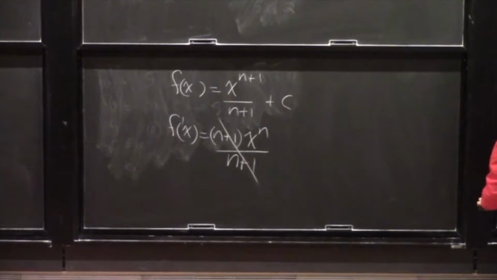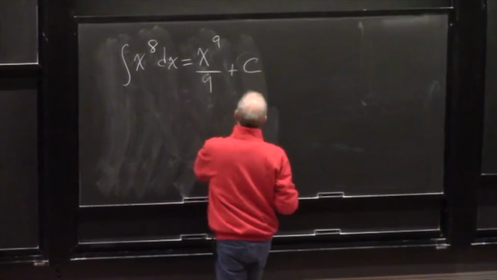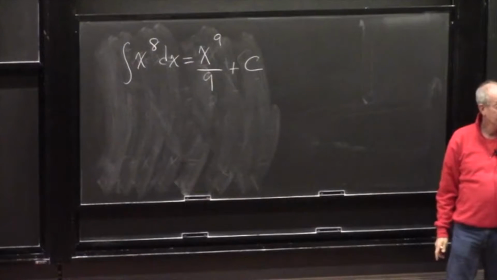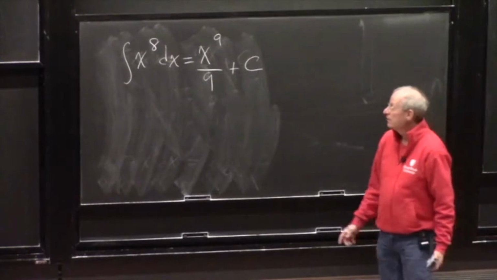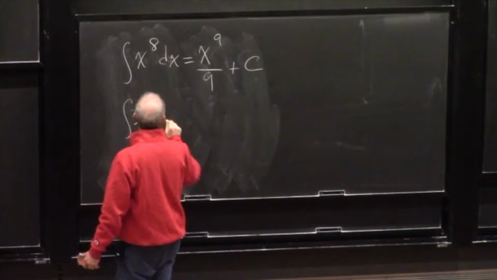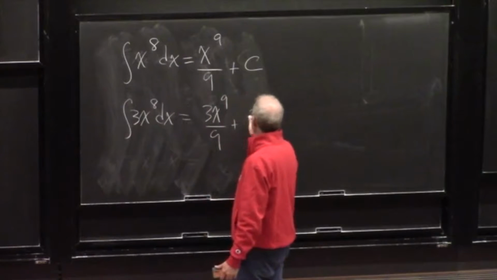So if I had the integral of x to the 8th, you add 1 to the 8 and you get 9. And you divide by the 9 plus a constant. Remember, you always have to have that plus c. Don't forget it. Because the derivative of any constant is 0. And if I had the integral of 3x to the 8th, that's 3x to the 9th over 9 plus c.